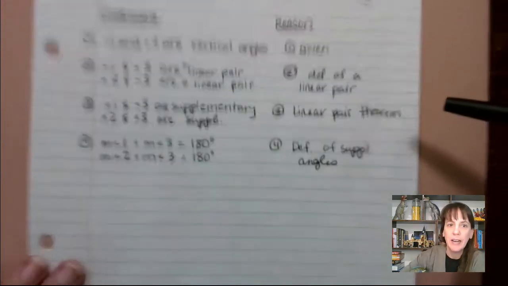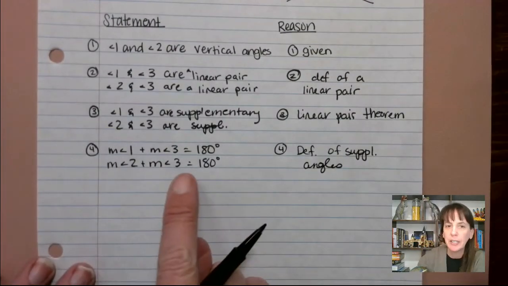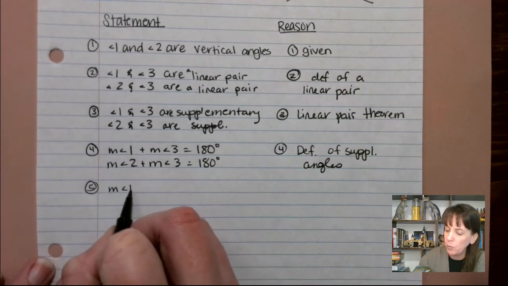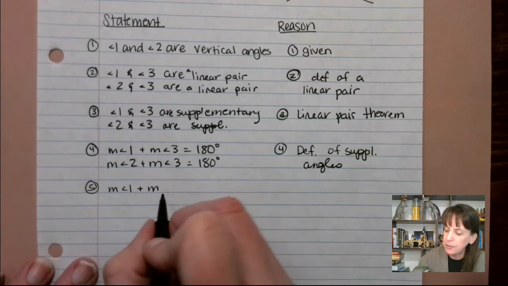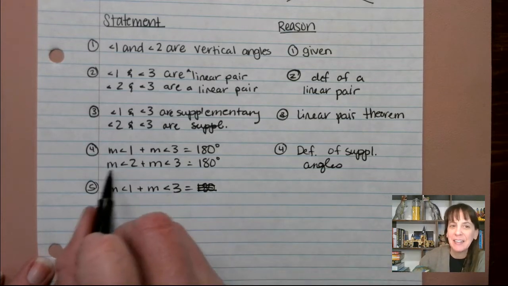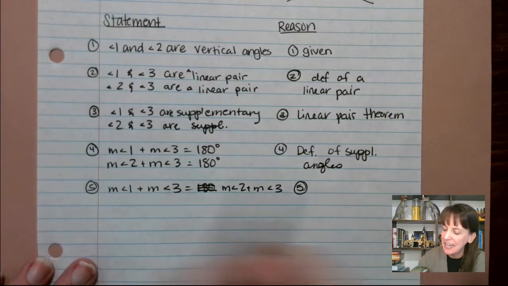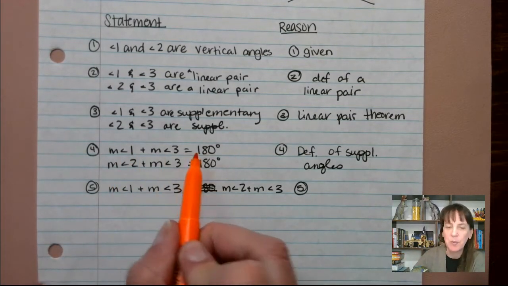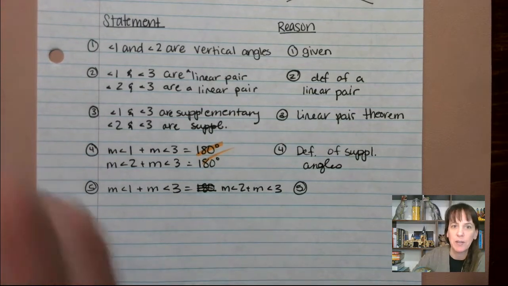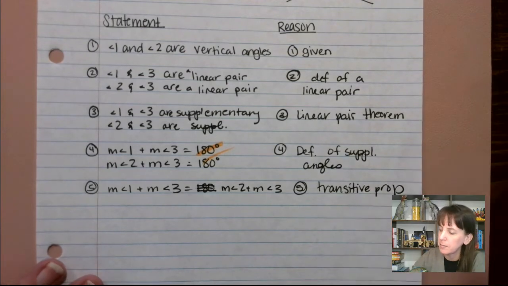Okay, so now that we've got this out of the way, what we're trying to do, don't forget, is prove that angle 1 is congruent to angle 2. Well, if you take a look at this, this equals 180, this equals 180. So what we can say is the measure of angle 1 plus the measure of angle 3 equals the measure of angle 2 plus the measure of angle 3. Because this equals 180, this equals 180, therefore they equal each other. So we've just cut out that middleman right there, and we call that the transitive property.